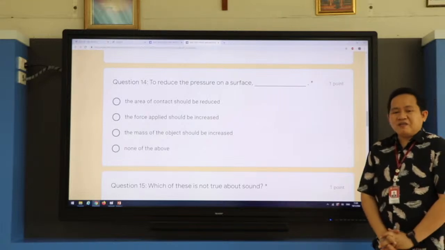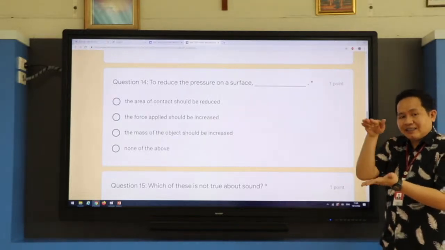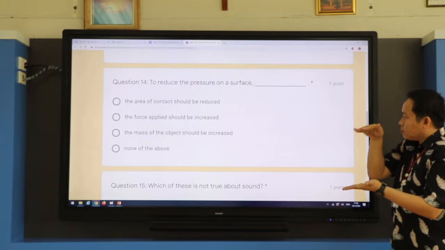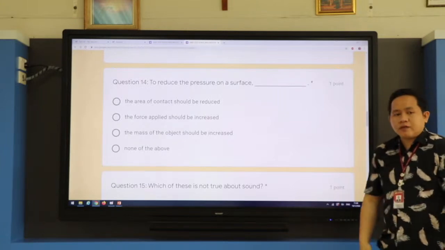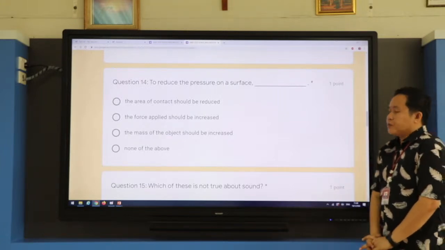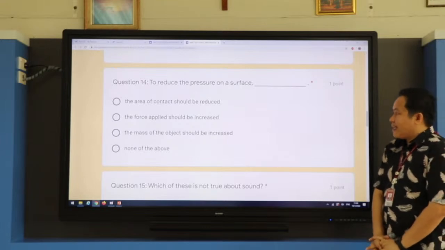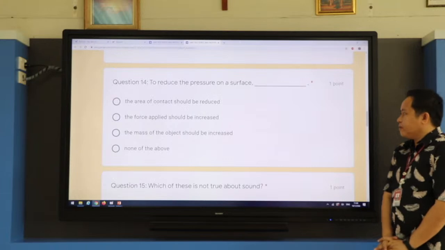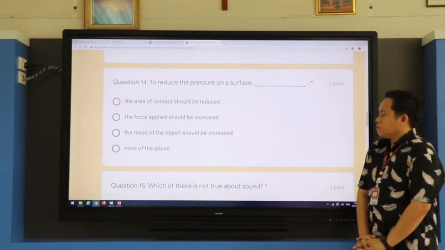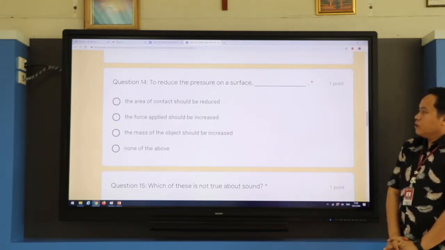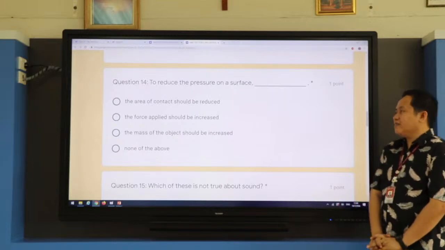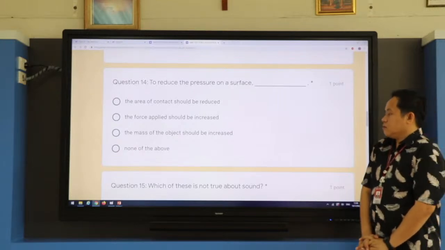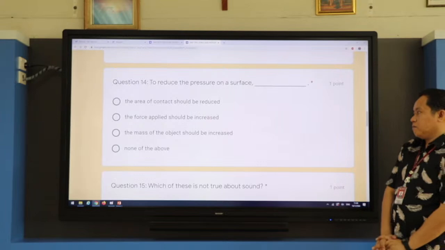To reduce means to lessen, to tone it down, the pressure. To lessen or to reduce, to make it less. That's the meaning of the word reduce. To reduce the pressure on a surface, what should be done?